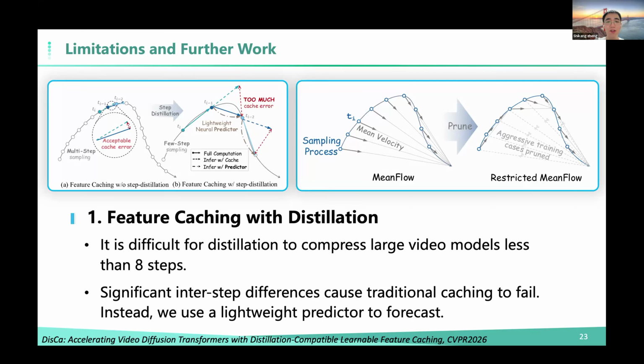So what we try to do is prune a very popular distillation method called mean flow, and turn it into a restricted mean flow. This can alleviate a bit of its prediction error, because if you want to do 1-step generation on a video model, this training target is pretty hard. So we reduced its training target into several steps first, for example 4 steps or 8 steps. And then we apply the feature caching methods to reduce these 4 steps or 8 steps to actually computed 2 steps or 4 steps.